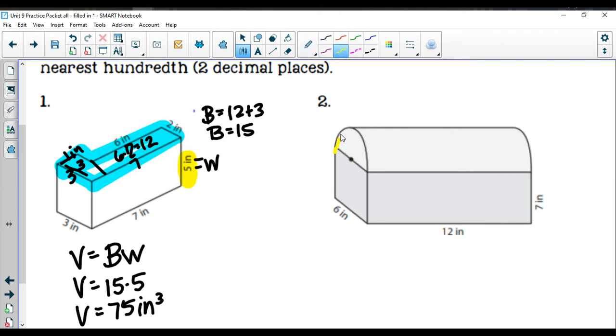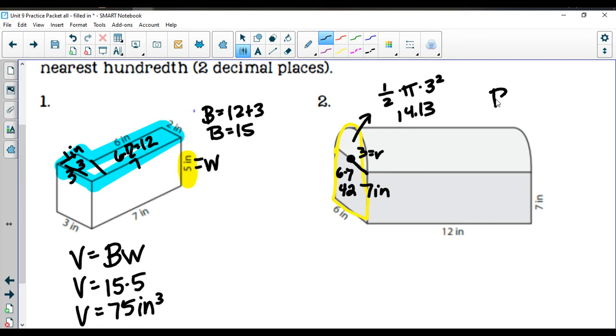In number 2, this is actually our base here. It's this little rectangle with the semicircle at the top of it. So this side is 6. I notice that this is 7 inches. If this is 6, it makes my radius here to be 3. So when I'm doing this part, I have half times pi times r squared, which will give me 14.13 for that piece. And then down here, 6 times 7 is going to give me 42. So for the area of my base, I have 42 plus 14.13 for a total base area of 56.13.